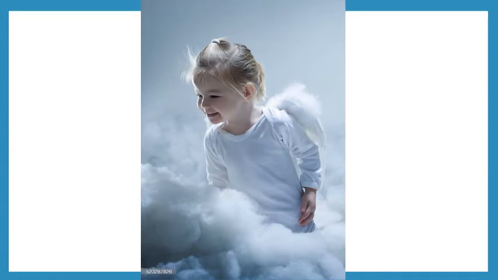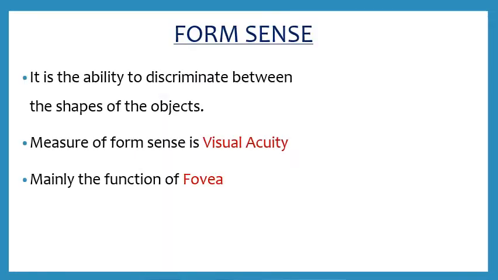This is an image. You might perceive this as an image of a girl who's dressed up as an angel, but she can actually appear like an angel if your light sense is not proper. Okay. Now, next is form sense.